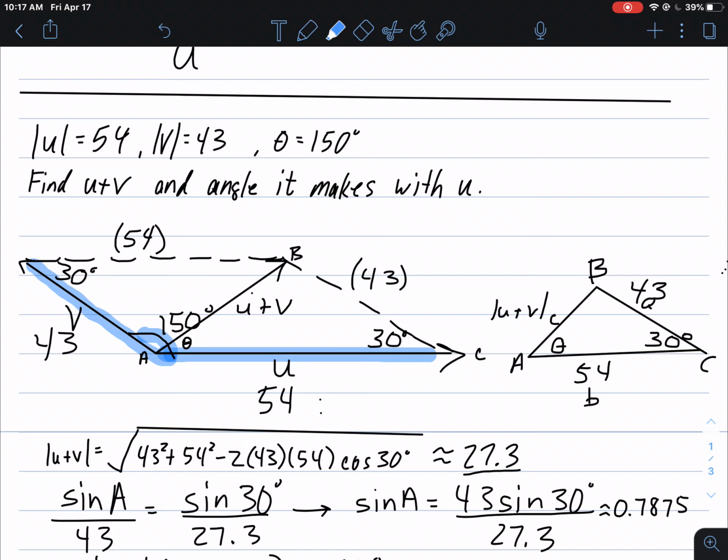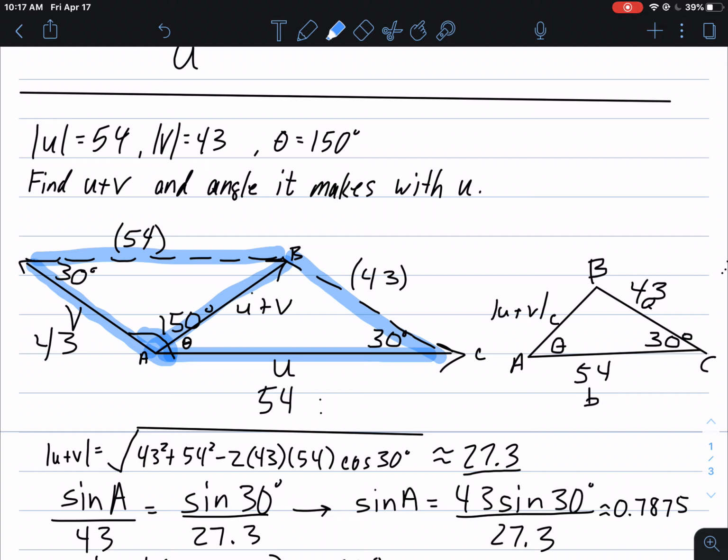All right, forming our parallelogram. Right, so once I have our two vectors drawn, so we form our parallelogram, and then we have our resultant vector. There's u plus v, the diagonal of the parallelogram.